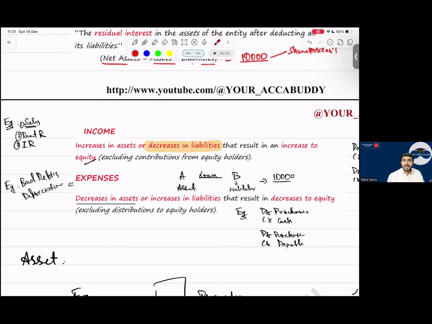Like interest payable, rent receivable, all these are the examples for income and expense. That results in a decrease in equity. Yes, sir. It will decrease your equity.